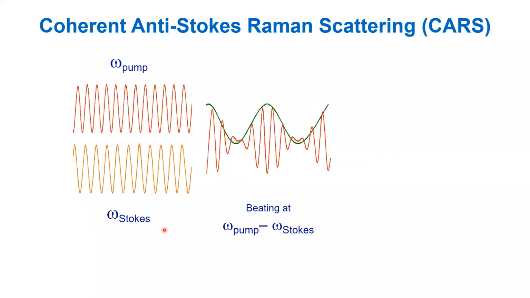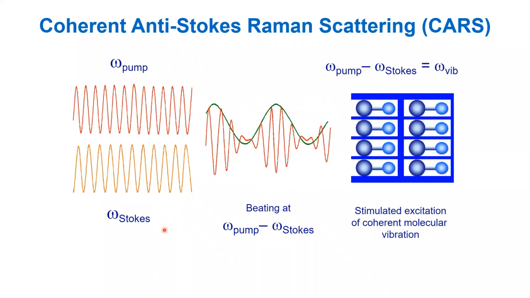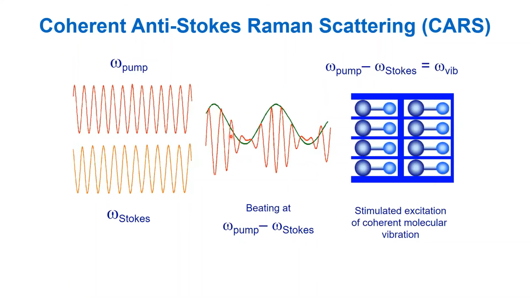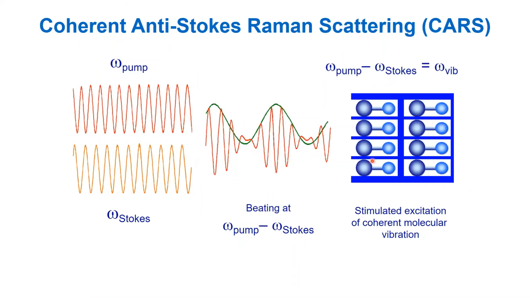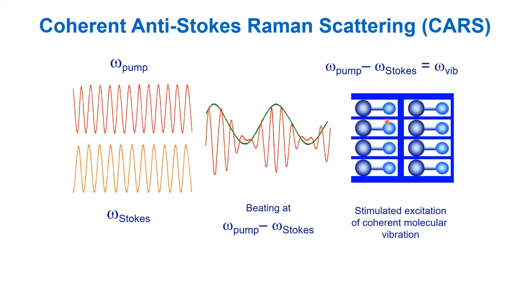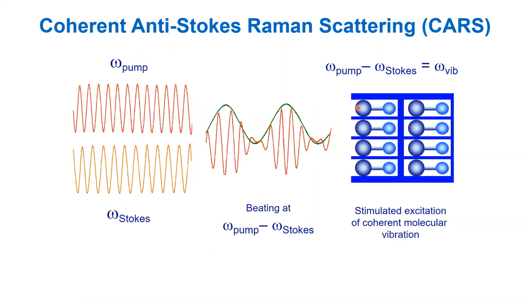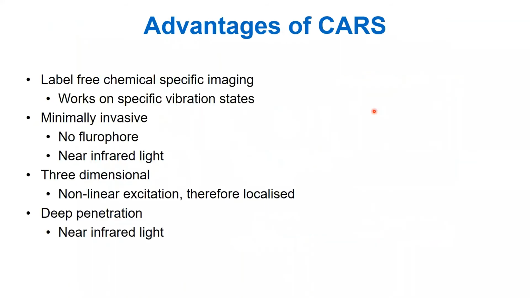You have two beams in CARS microscopy. You have a Stokes beam and a pump beam, and you excite these vibrations in your molecules at the beat frequency between the pump and Stokes beams. What this does over normal Raman microscopy is it gives you an enhanced signal, and it reduces your background. You force these molecules to go at a particular resonance.